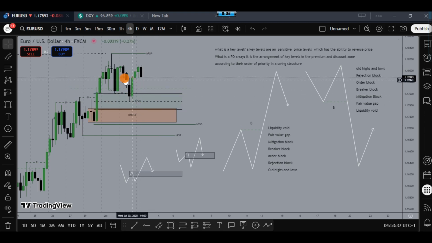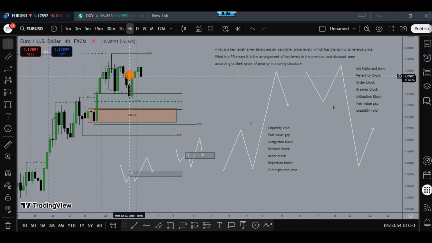That means I can still mark out key levels here, because the condition for marking out a key level is that there has to be a shift of market structure, a break of market structure, or a change of character. So price has to shift structure before you can start marking out your key levels.